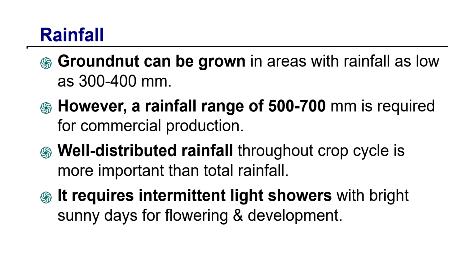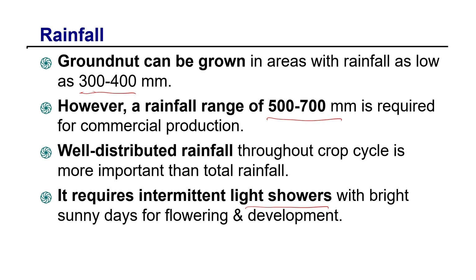Now, what is the position about the rainfall? Groundnut can be grown in areas with rainfall as low as 300 to 400 millimeter. Therefore, this crop is more suitable for semi-arid or arid kind of climates. However, rainfall range of 500 to 700 millimeter is required for its commercial production. Well-distributed rainfall throughout the crop cycle is more important than total rainfall. It requires intermittent light showers with bright sunny days for flowering and development.